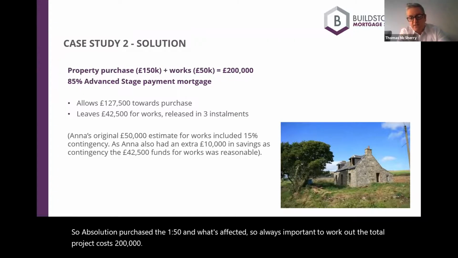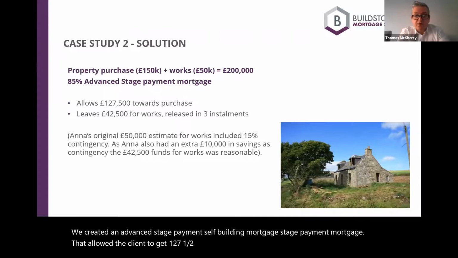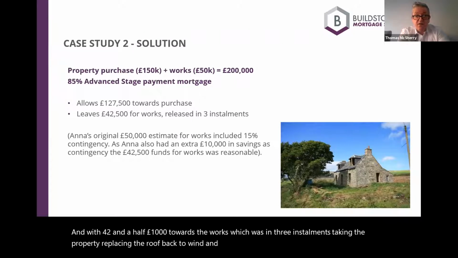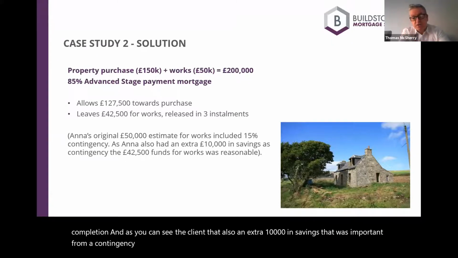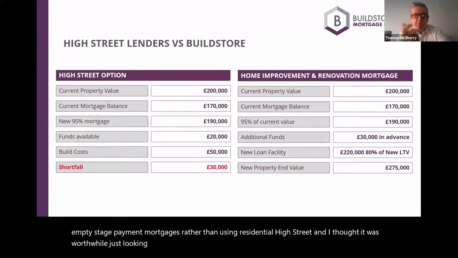We created an advanced stage payment self-build mortgage. That allowed the client to get £127,500 to put towards the purchase, and £42,500 towards the works, which was in three instalments: taking the property, replacing the roof, back to wind and watertight, first fix and plaster, second fix and completion. And as you can see, the client also had an extra £10,000 in savings. That was important from a contingency perspective. So this very much heavier end of work took us into stage payment mortgages rather than using residential high street lending.